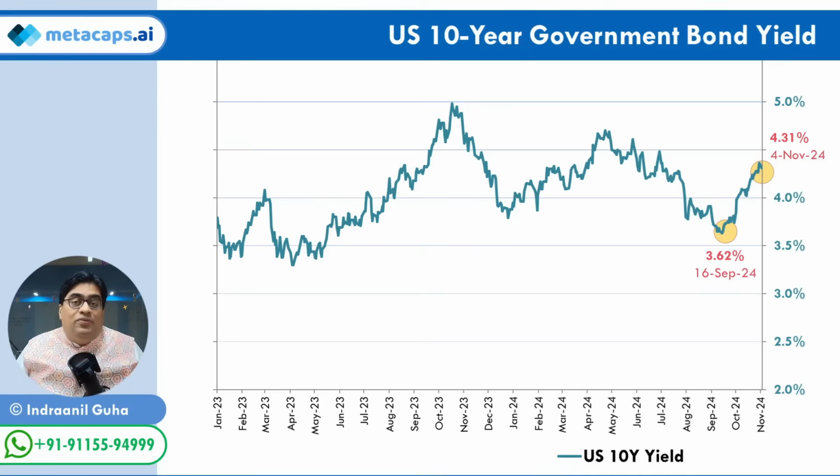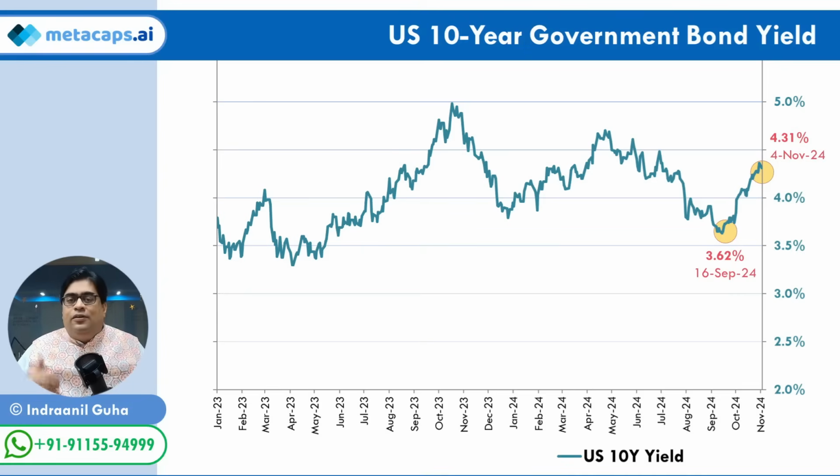That's a spike of 69 basis points in a span of just 1.5 months. But why have bond yields gone up so significantly within such a short period of time? Well, bond yields have been going up since the start of rate cuts because of widespread fears, especially amongst bond investors, that the Fed is possibly cutting rates by too much too soon. And this is happening, they fear, at a time when the economy is still reasonably strong.